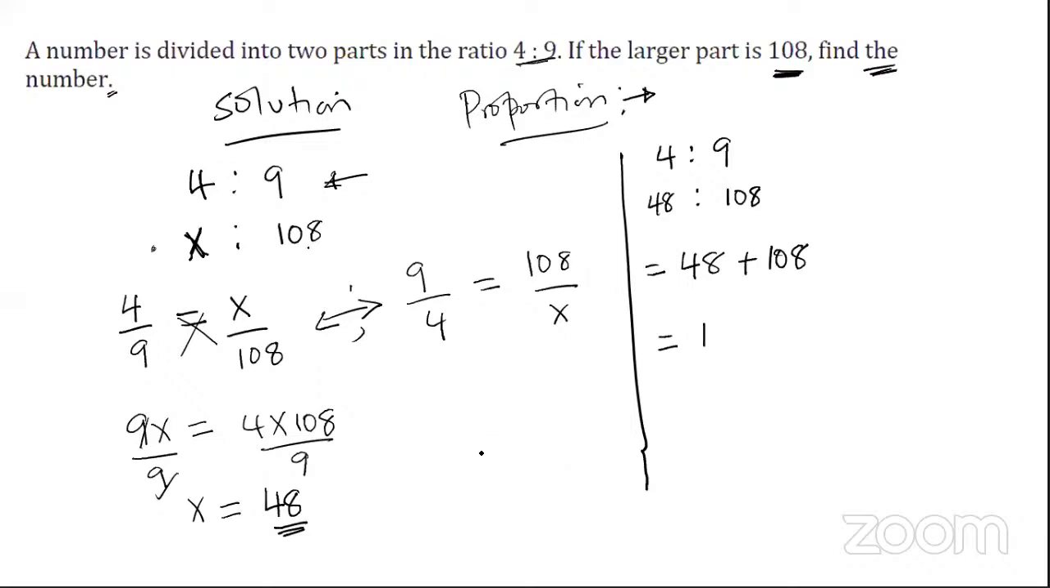48 plus 108? 156. So therefore, 156 is the number which has been shared in that given ratio.